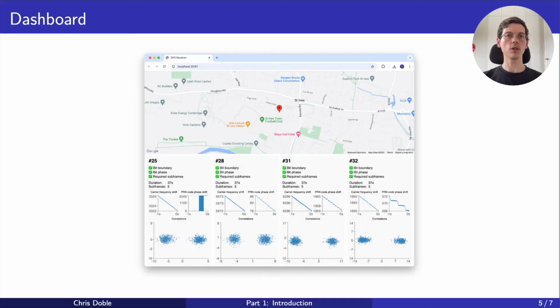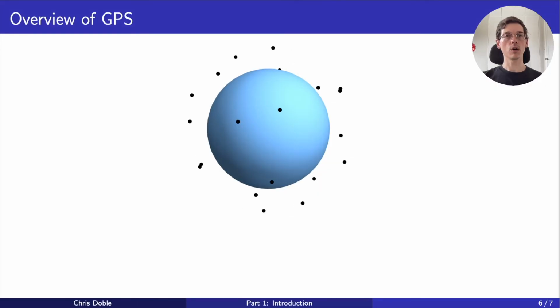Let's start with a high-level overview of how GPS works. A constellation of around 30 GPS satellites orbits Earth, but let's just consider one for now. Each satellite continually transmits radio signals, and those signals contain information that lets us calculate when they were transmitted and where the satellite was at that time. Let's say we receive a signal from this satellite, and we calculate that it was located here.